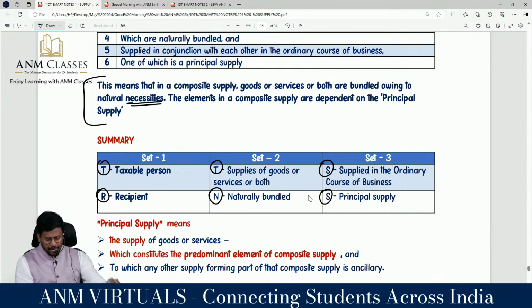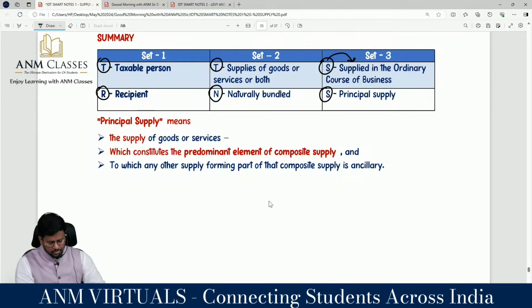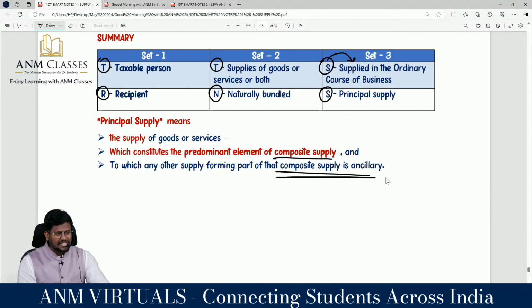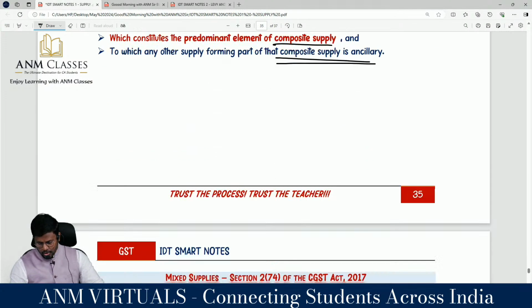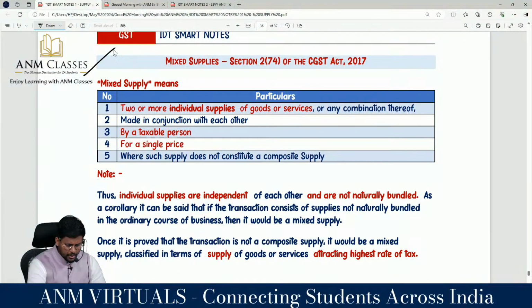Where the supply of goods or services, two or more supplies of goods or services, which are in a bundle, which are supplied in the ordinary course of business, one of which is a principal supply, means the supply of goods or services which constitutes the predominant element of the composite supply, and to which any other supply forming part of that composite supply is ancillary. Correct? So we are having what supply? Composite supply. I'm moving into the mixed supply.